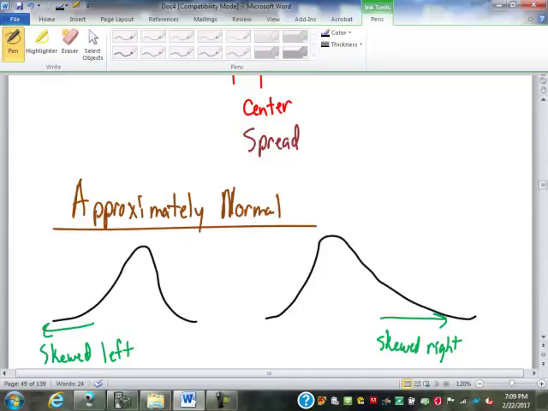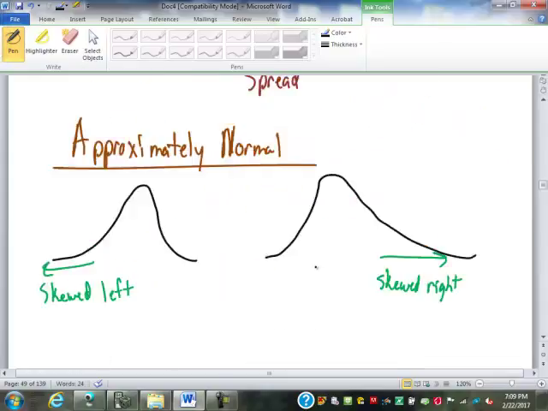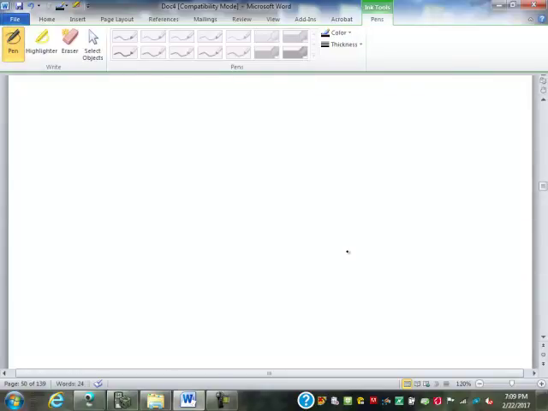Because most data is slightly imperfect, we have different ways of measuring the center and different ways of measuring the spread, and they all turn out to be slightly different. If our data is perfectly normal, giving us that perfect bell curve like we have here, then all of our measures of center and spread are going to give us the same result. So let's start by looking at our measures of center.